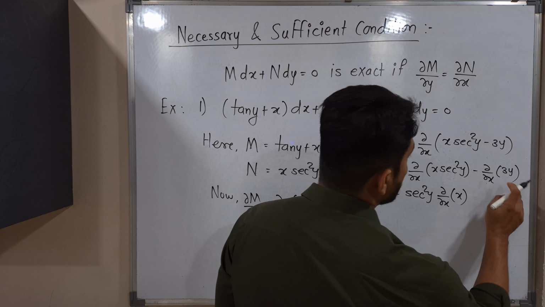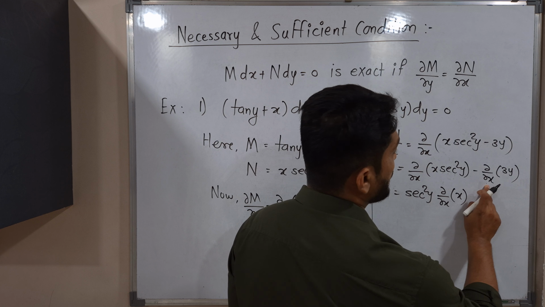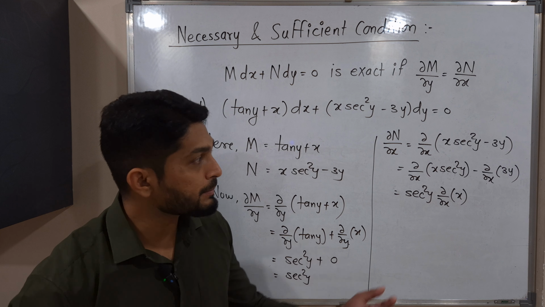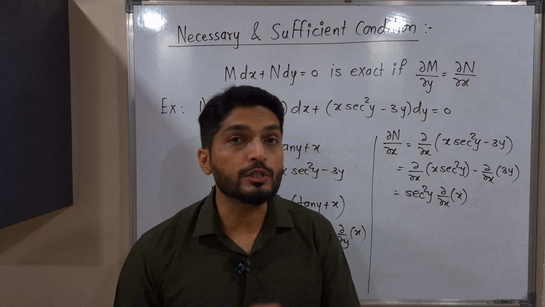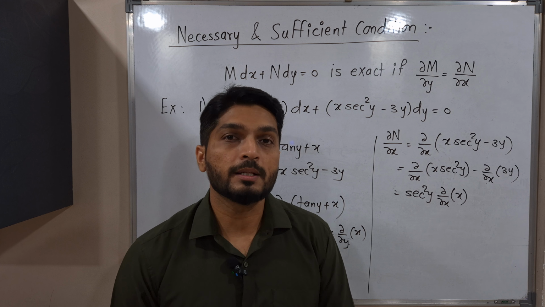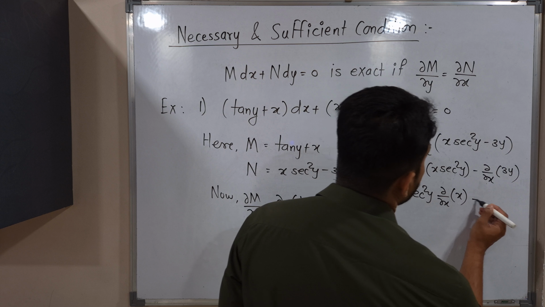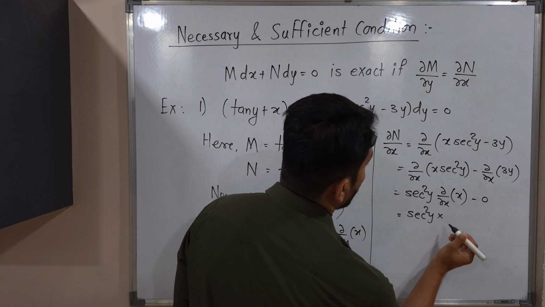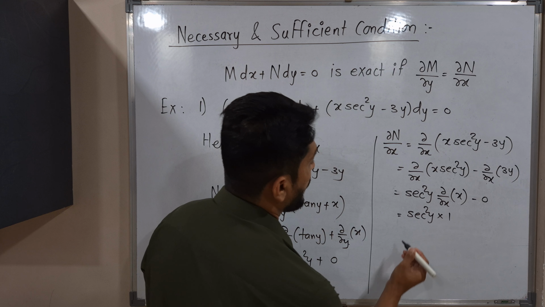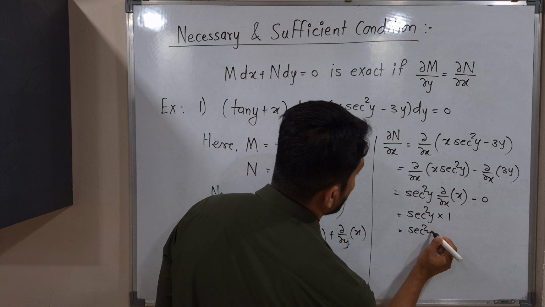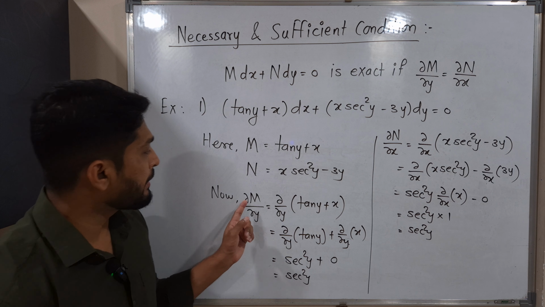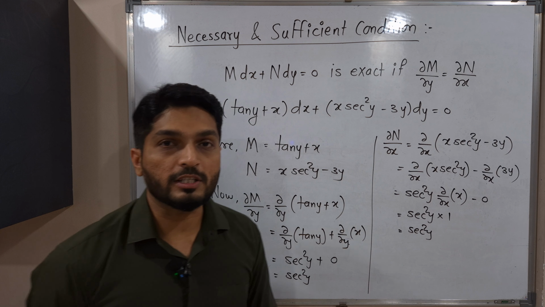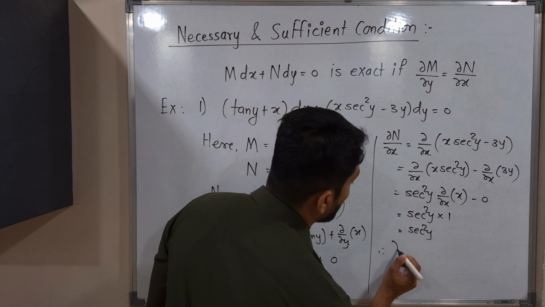Let us talk about the second term. We are differentiating with respect to x, which means y is constant, and 3 is also constant, so the entire term is constant. Tell me, what is the derivative of a constant? The derivative of a constant is 0. So it is 0 − 0. So sec² y, and the derivative of x with respect to x is 1, so 1 into sec² y, that is sec² y. So ∂M/∂y is sec² y, and ∂N/∂x is also sec² y. That means both of them are the same.